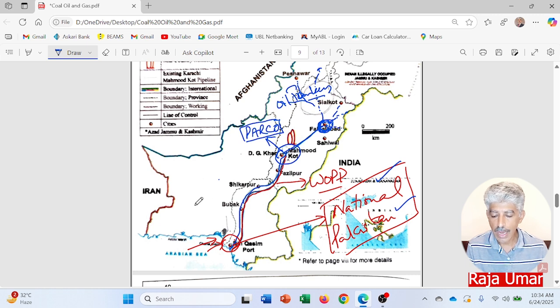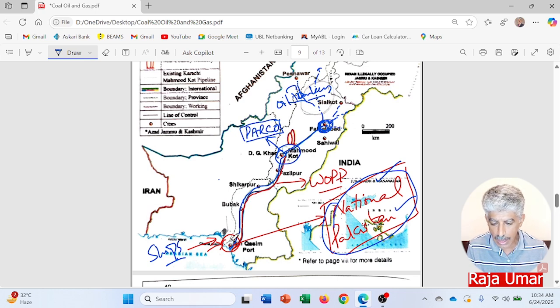Number one, the oil is transported through ships, which is imported from the Arab countries, and it reaches the port. That is the Karachi port, Port Bin Qasim, and from here it is transported through pipelines. Some is transported through pipelines to these two refineries and refined over there, and then the rest is transported to Mahmood Kot, to Parco, and refined over here.